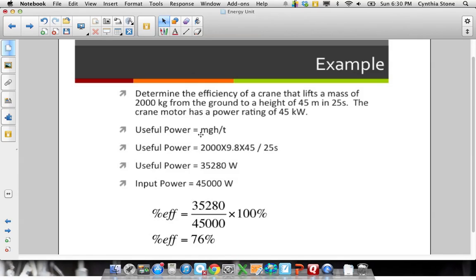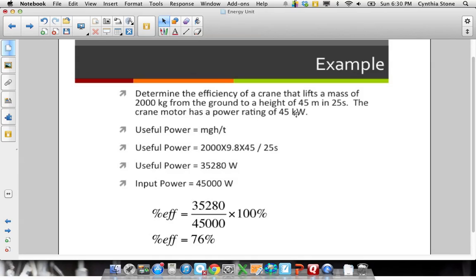I'm saying the useful work, the work I want the crane to do, is to lift up a 2,000 kilogram mass. And the power then is that divided by the time it takes to do it. So that's my useful power. Turns out to be 35,000 watts.